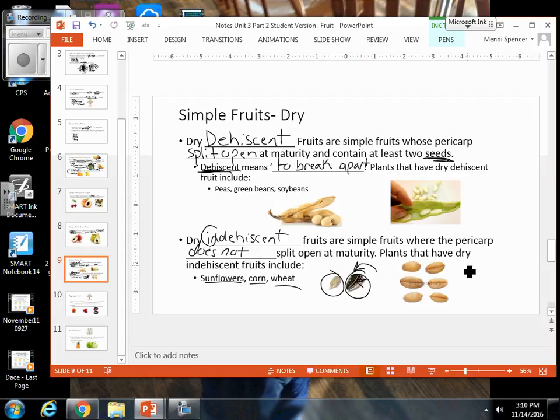Okay? Wheat also is a type of dry indehiscent fruit. It does not break apart to release the seed inside. And in both wheat and corn, the ovary is actually fused to your seed coat. That's why it's kind of hard to separate those layers out.